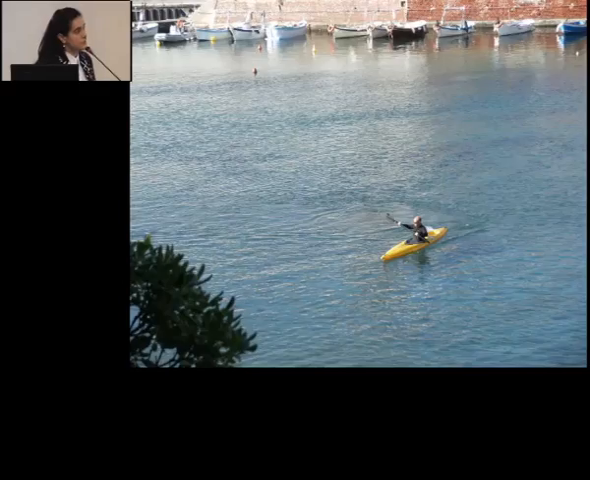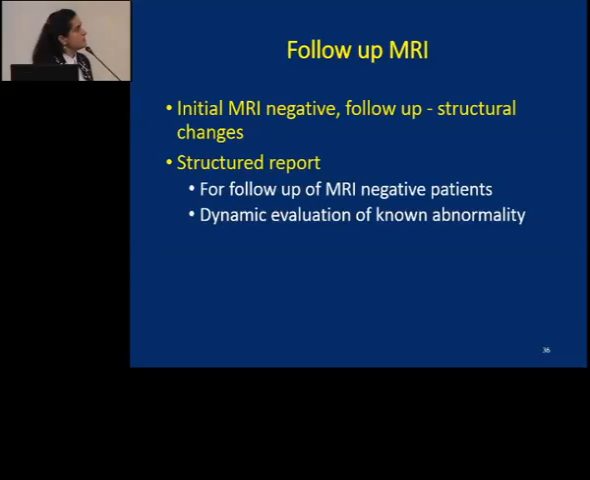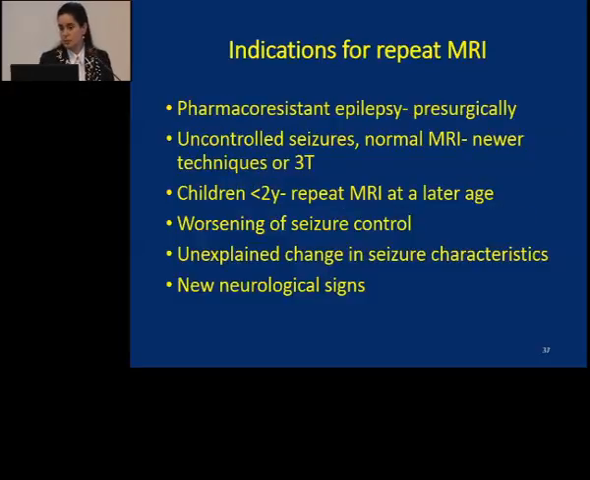Okay, what is the importance of our follow-up report? It could happen that the initial MRI is negative, but on follow-up, we can have some structural changes. Maybe you have such a patient, and you know that in some patients it takes time to develop hippocampal sclerosis. This is especially true in some of the genetic forms of epilepsy. That's why this structured report can help us to perform the follow-up in these MRI-negative patients, but also to perform the dynamic evaluation of an already known abnormality.